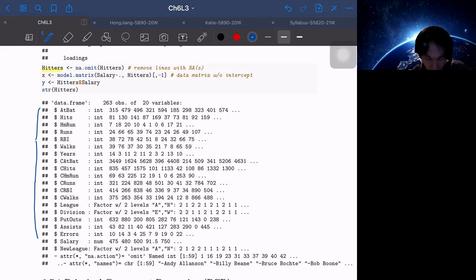Yeah, I don't know, but usually the home runs and the number of walks are correlated. So many variables are correlated, and we want just a general performance measure to predict salary. So logically, it makes sense to summarize the variables to predict this salary data.